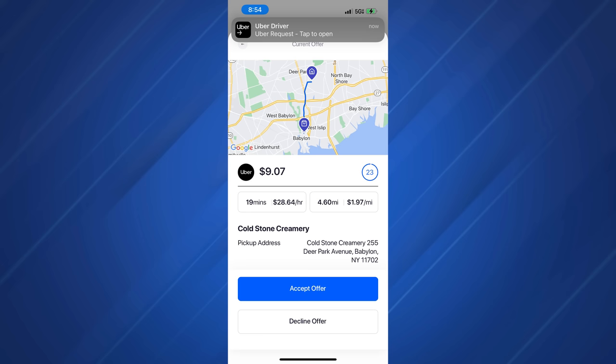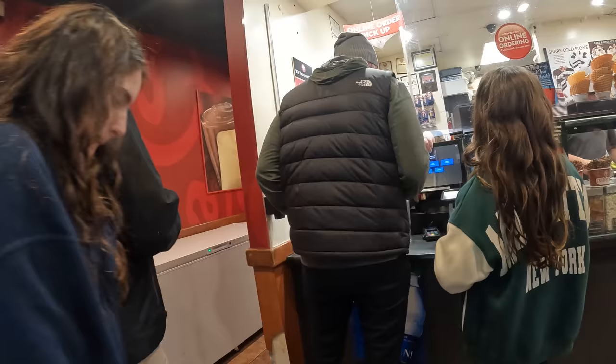Oh, and we got the ding. Coldstone, $9.07, 4.6 miles, going to Deer Park. Let's do it. We'll take it. All right. I'll pick it up. Emmanuel A. Uber.